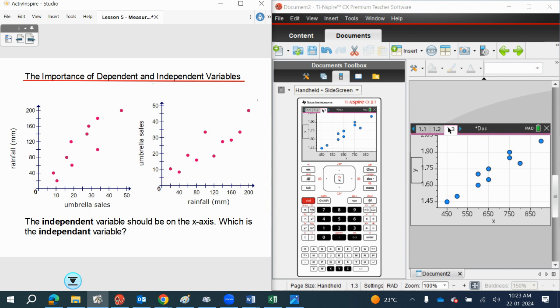So discuss with the person next to you, which axis, the x-axis should always be the independent variable. The x-axis should always be the independent. Which of these two is the correct scatter plot? Discuss with the person next to you and explain why. Discuss with the person next to you now. Begin talking.